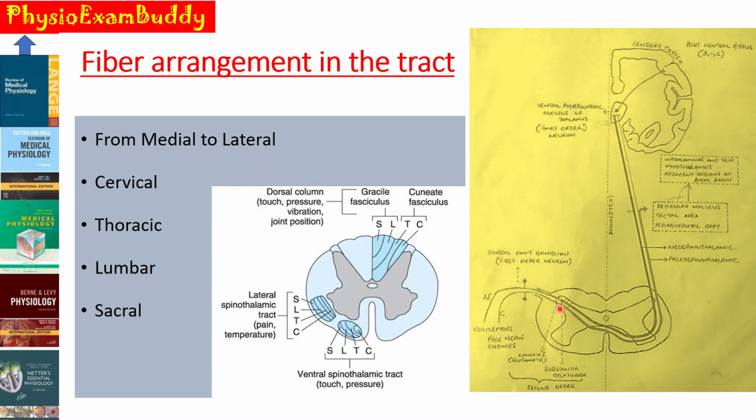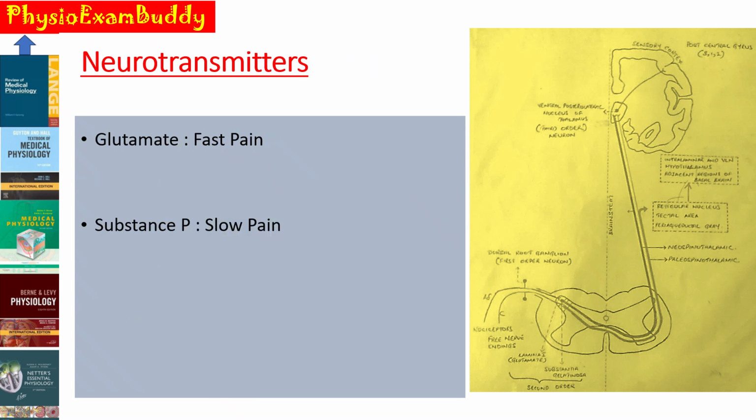And regarding the fiber arrangement in the tract, you can see here that from medial to lateral, the cervical fibers are located in the medial portion, then the thoracic fibers, then the lumbar fibers, and finally the sacral fibers laterally. So this is how the fiber arrangement occurs in the lateral spinothalamic tract.